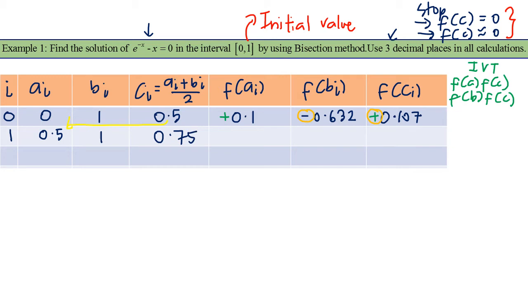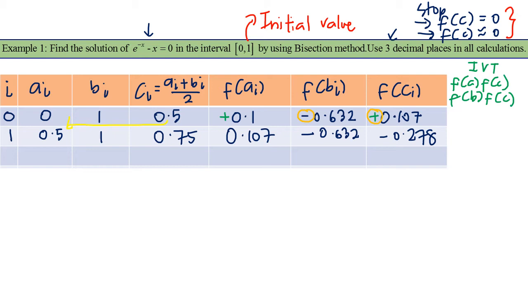Then FA: because A is actually the previous C, why don't you just take it from the C that you obtained before, 0.107? You don't have to use your calculator, because it is based on the previous value of FC, since A takes the value of the previous C. FB remains because you use the same B, and for C, of course, you have to find the new C. Substitute 0.75 into Fx, and you will get 0.278. The FC is still not equal to 0 or close to 0, so you have to continue.